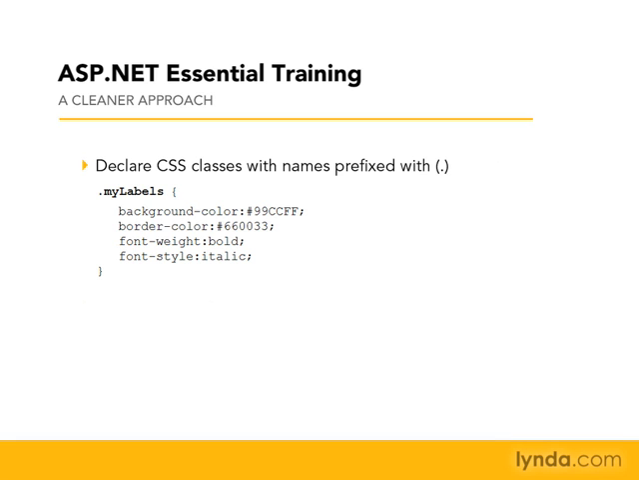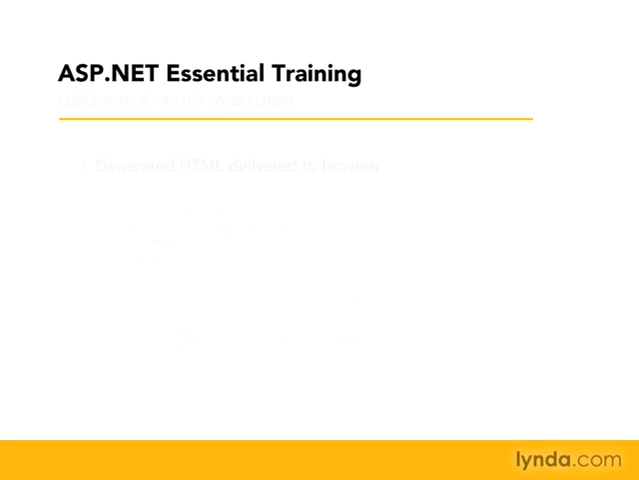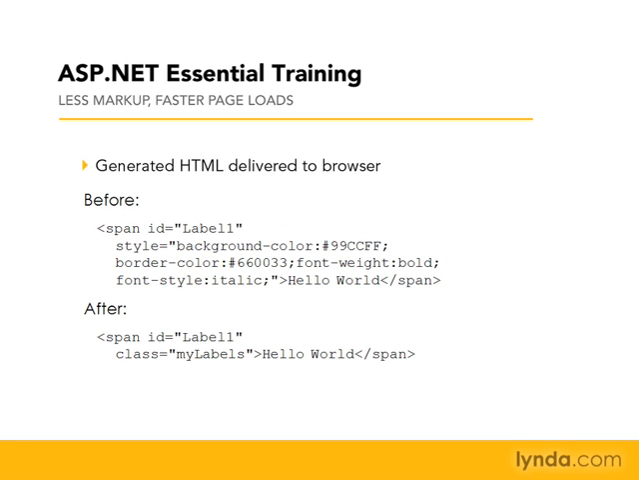Then, for each instance of an ASP.NET control that you want to use the cascading style sheet class, you use the ASP.NET CssClass property, shown in the second code sample at the bottom. The CssClass property in an ASP.NET control translates as an HTML class attribute. So here's the generated code before and after. In the earlier example, I showed that there's a single style attribute that combines all the values of the ASP.NET properties, and in the second example, the CssClass property has been translated as the simple HTML attribute class and given the same value.